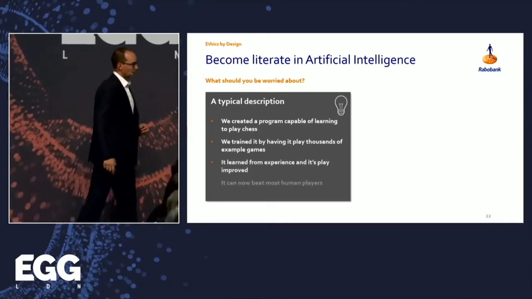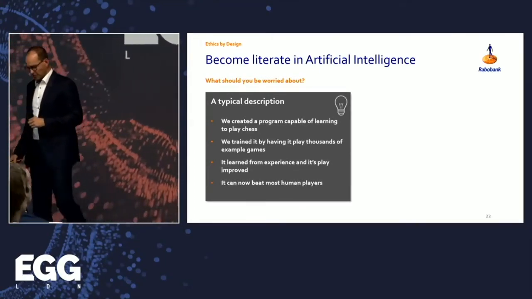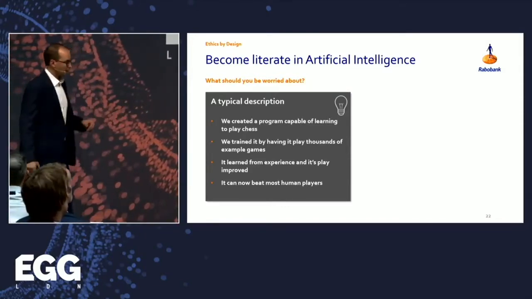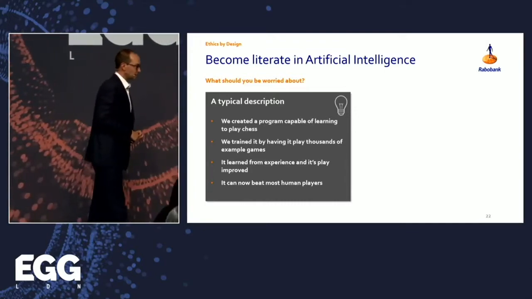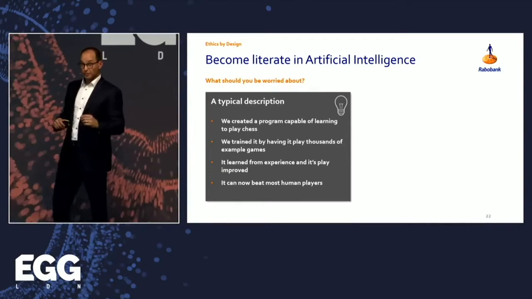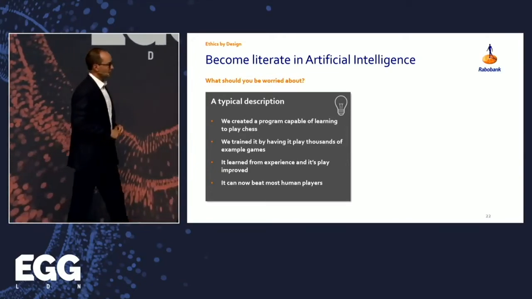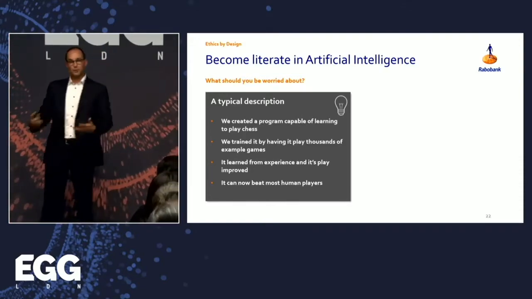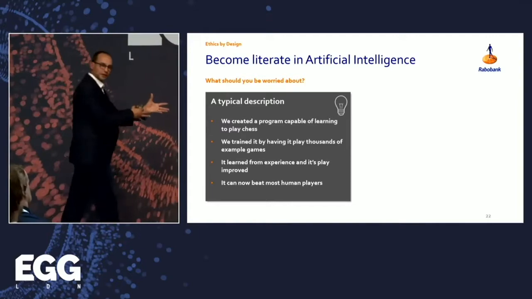Becoming AI literate. I'll give you an example. Most typical description of, for instance, an application that we can build to play chess. Typically, we describe it in this way. We created a program capable of learning to play chess. We trained it by having it play thousands of example games, and it learned from experience, and its play improved. It can now beat most human players. Do we understand what this is?